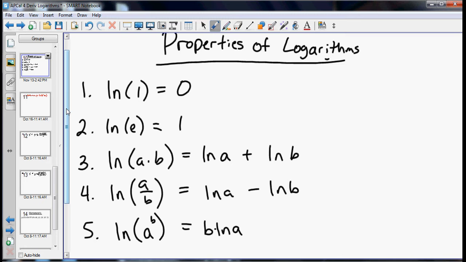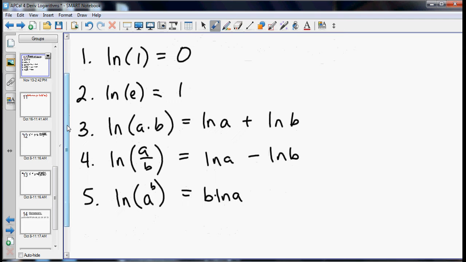Now, if you've taken pre-calculus, you've probably done these properties before. Granted, using them with derivatives would be new to calculus, but the properties are things you may have covered before in Algebra 2 or pre-calculus. So the first two are good to remember. Natural log of 1 is equal to 0. Natural log of e is equal to 1. But honestly, the thing we're going to focus on for this lesson in calculus is really the last three.